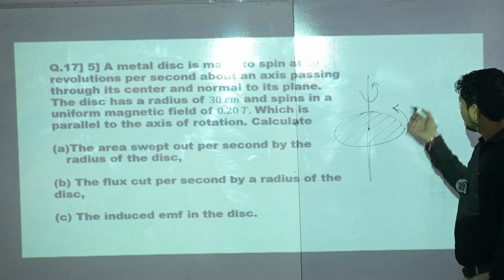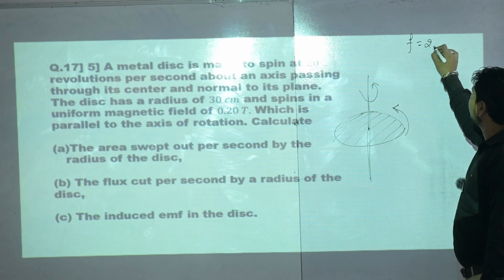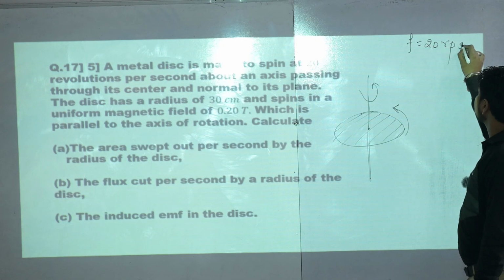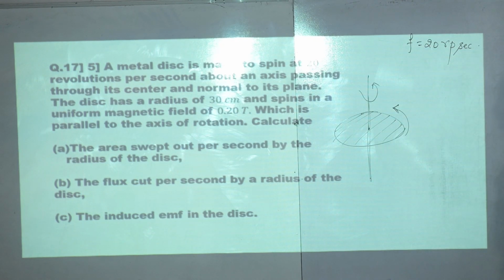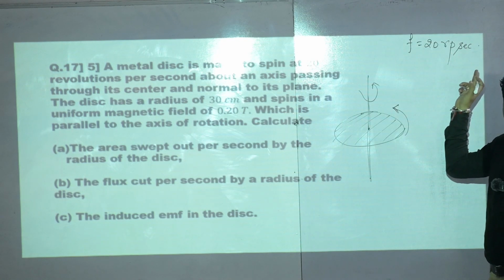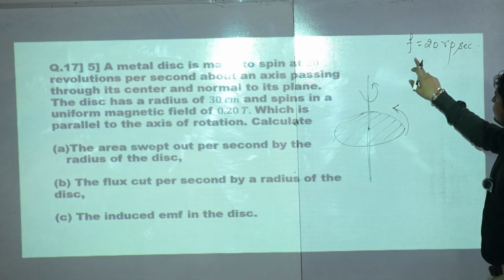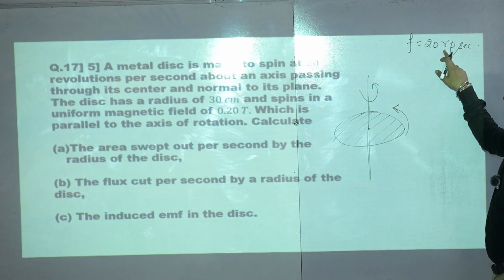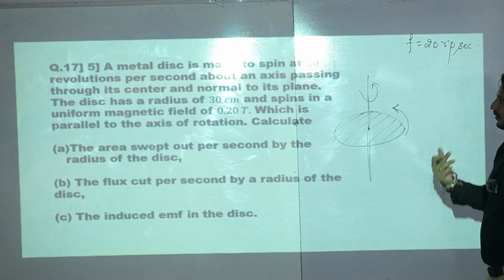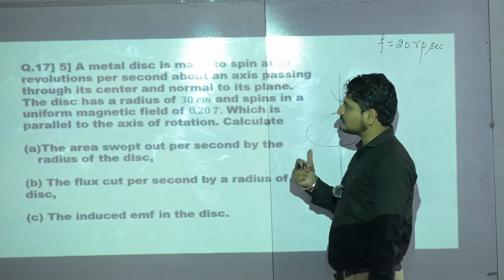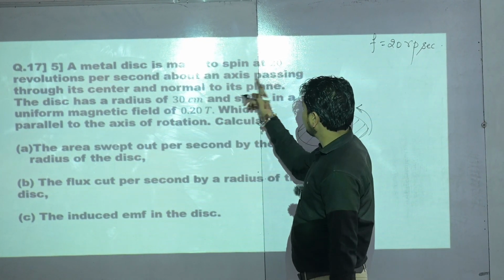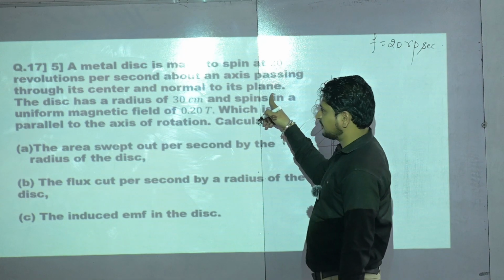So it means that this is a frequency. So f is equal to 20 revolutions per second. Revolution per second is a unit of frequency. There is no need to change the frequency, that is in RPS. It is already in RPS, so we don't have to convert to the SI system. So it is already in SI system. About an axis passing through its center and normal to its plane.